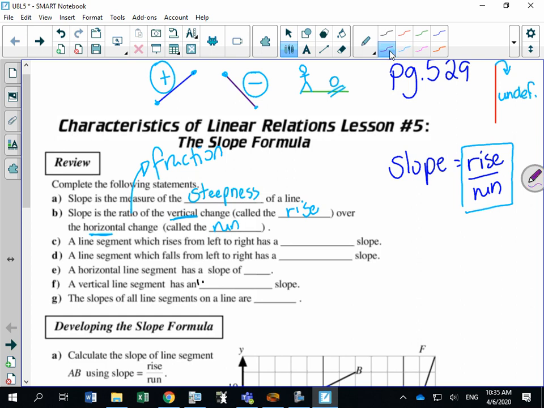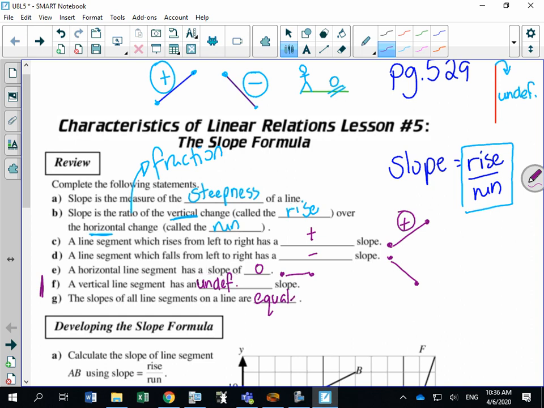C says a line segment which rises from left to right has a positive slope. D, a line segment which falls from left to right, is going down the mountain, has a negative slope. A horizontal line segment has 0 slope, and a vertical line segment, an up-down line, has an undefined slope. And then the slope of all line segments on a line are equal.